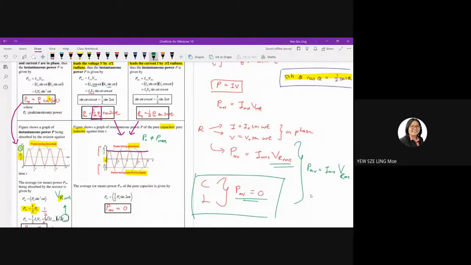So when you calculate average power, or the so-called real power, you just calculate the power across the resistor. Okay, kita cuma kira power across resistor. So we obtain this conclusion based on the derivation, based on the graph. These two graphs are very important. They tell us how to calculate average power, what peak power is, what maximum power is, and the relationship between peak power and maximum power.